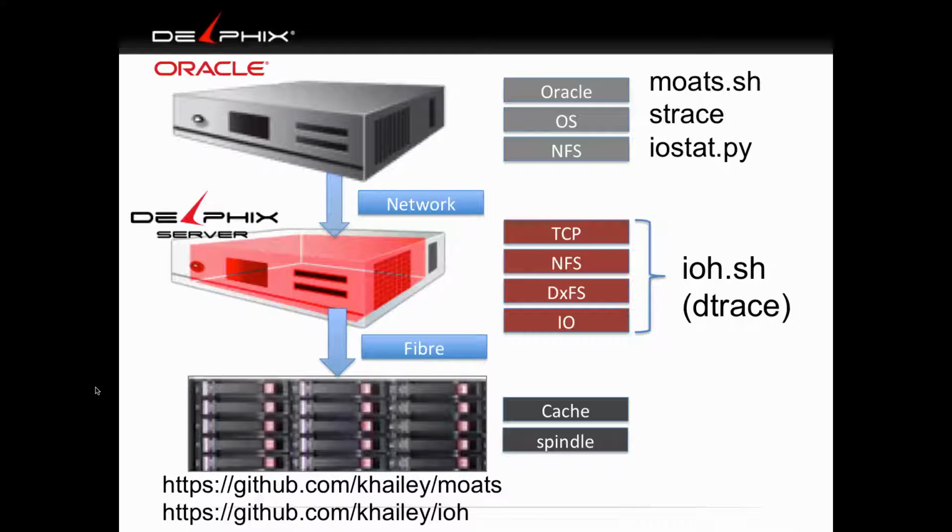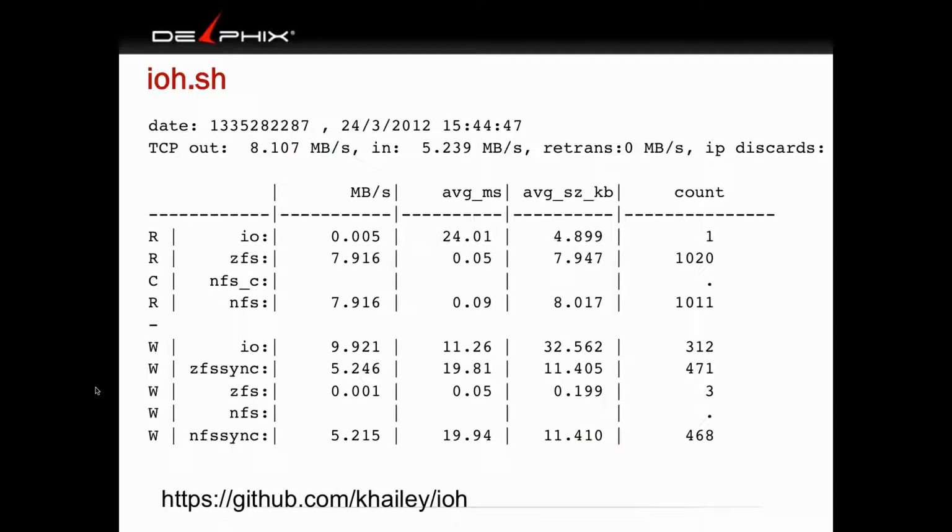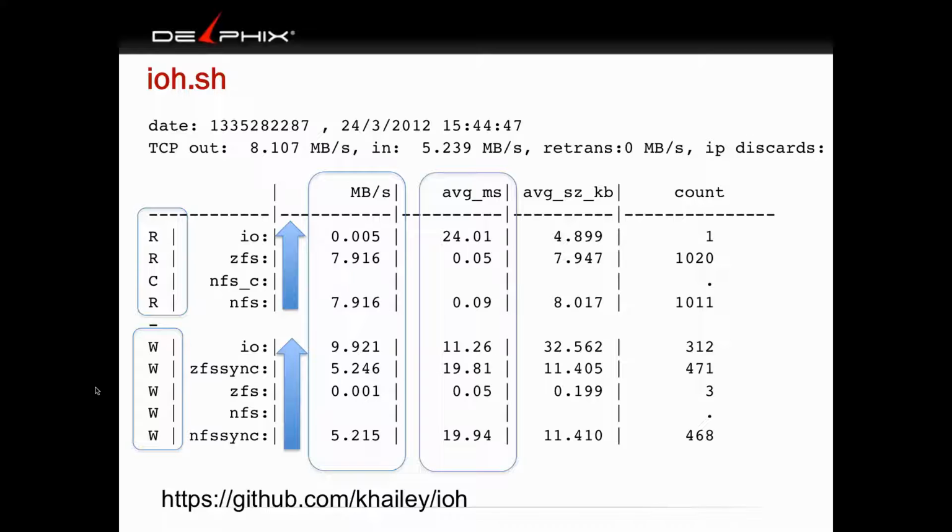As far as the tools, again, they're on GitHub. IOH is on GitHub as well. What is IOH? How many people are on Solaris here? So few. If you're on Solaris, you might be able to use the script. Basically, it shows the reads and the writes coming in and out. So it's the stack. I'm a NAS filer, so I'm coming in on NFS. What's my NFS response time? ZFS is the file system in this case, and then I/O to the backend storage. Same thing for writes. And then I have megabytes a second, average response time, size of the I/Os, and the IOPS.